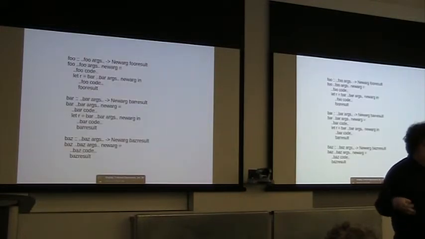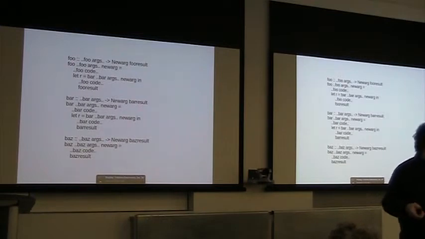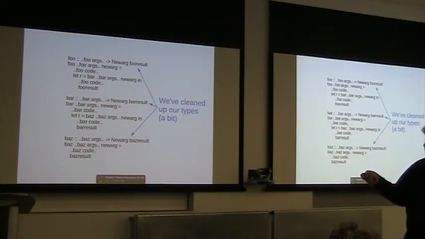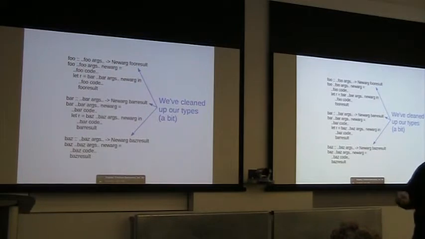So this helps a little bit as it allows us to rewrite our code now. And we've cleaned stuff up a little bit because now our types are a little bit cleaner. Instead of actually having to state that we're doing a new arg, we just return a new arg of some result. And remember, this will then get expanded out into new arg arrow foo result.